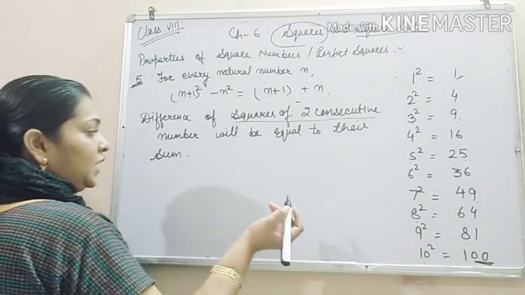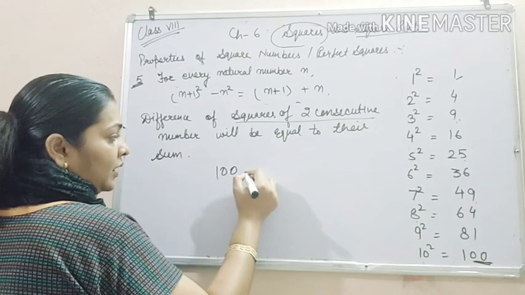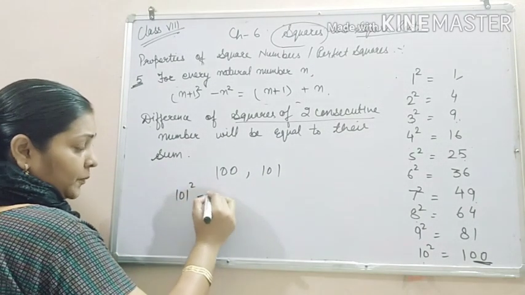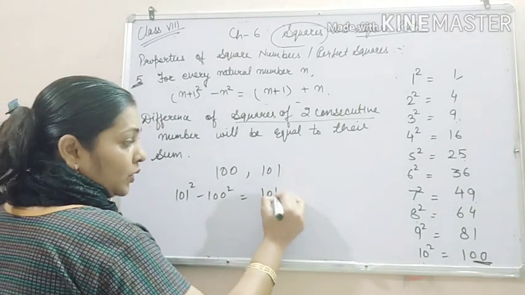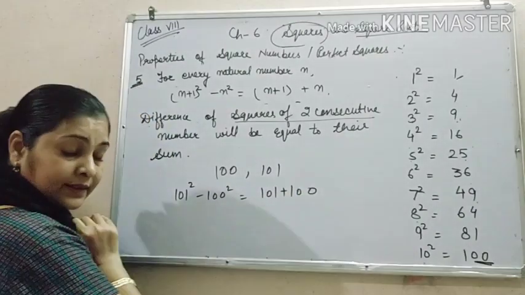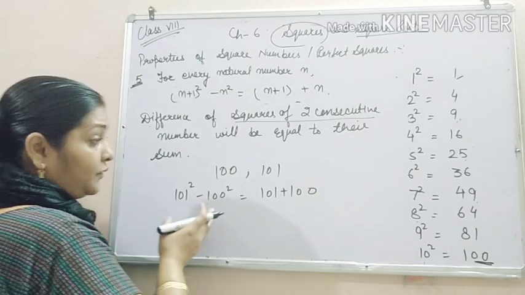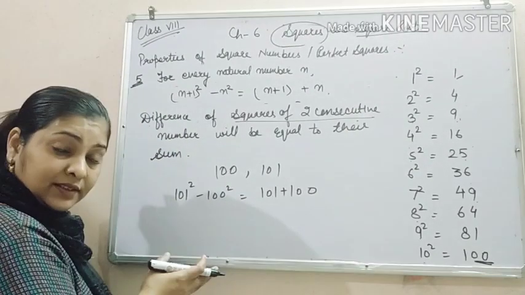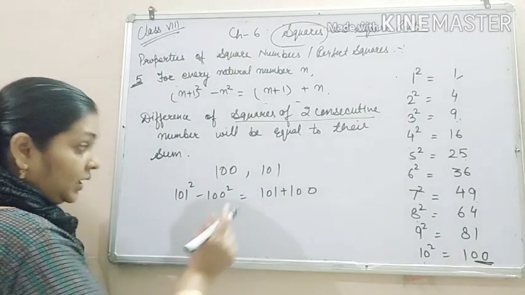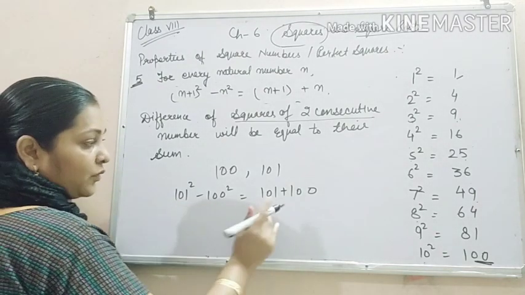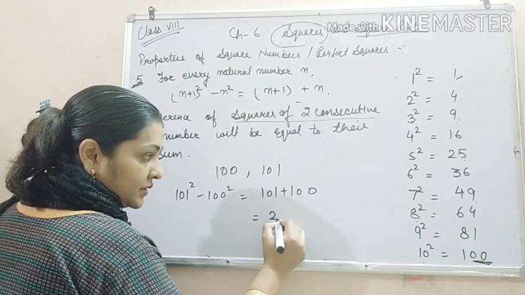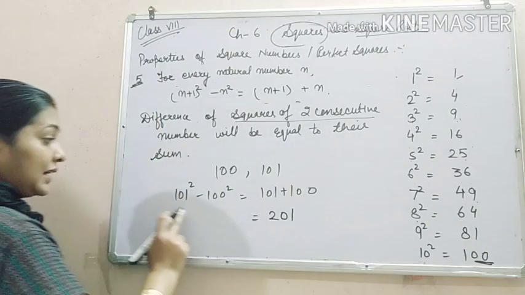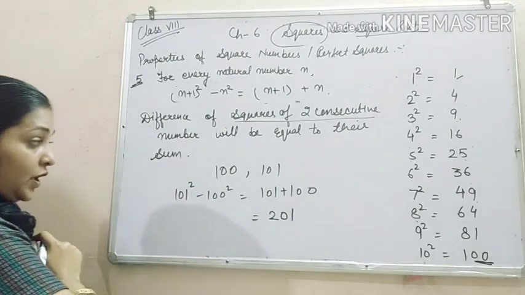Let me take any two consecutive numbers. Suppose I am taking 100 and 101. The difference of their squares will be equal to their sum. See, if you calculate this, it will be a toilsome task, meaning very difficult. So, we just have to add the numbers. It will be equal to 201. So, let us see whether it is verified or not.